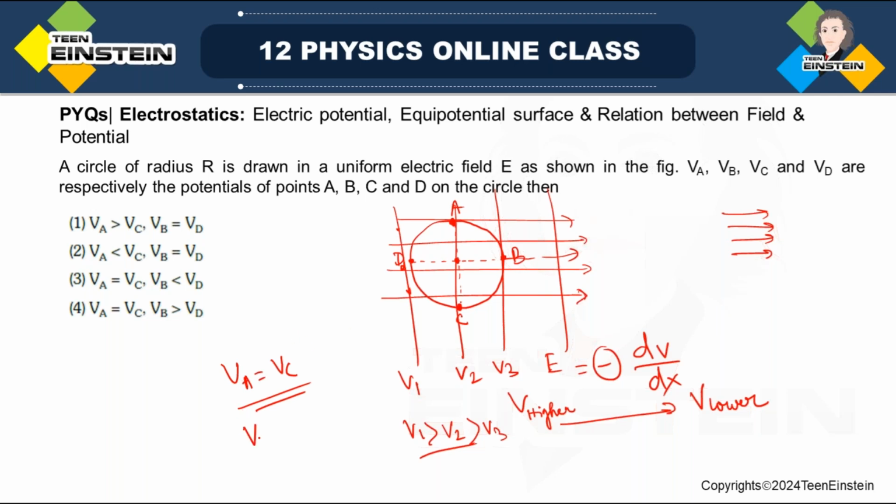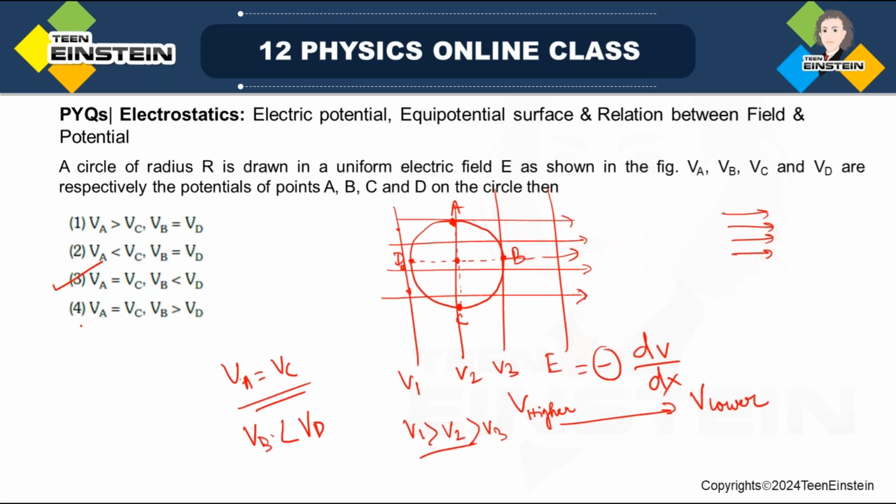Whereas VB is less than VD. So if we combine these two facts, we get option 3 to be the correct answer for this question.